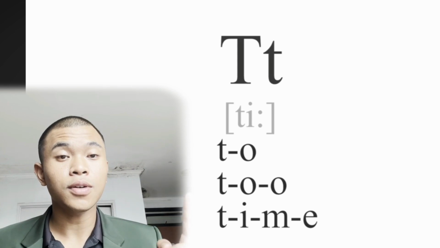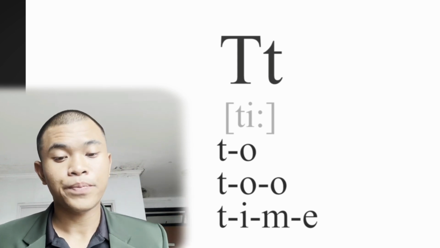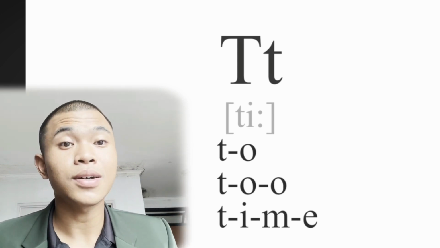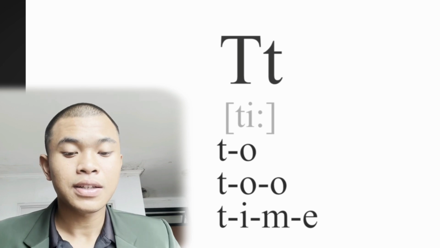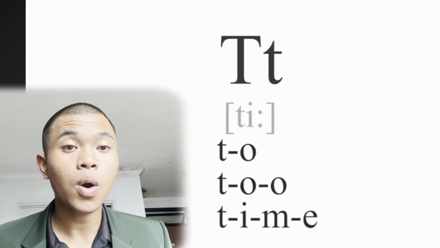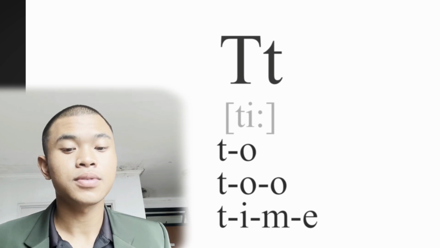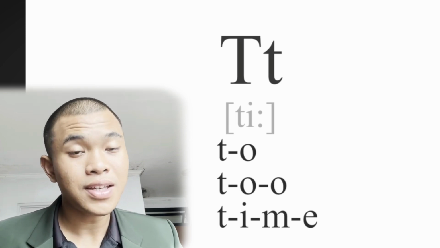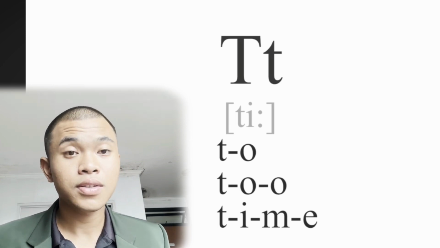The big one, it sounds like T. The small one, it sounds like T. The IPA pronunciation, it sounds like T. Example of word: to, T, O. Two, T, W, O. Time, T, I, M, E.